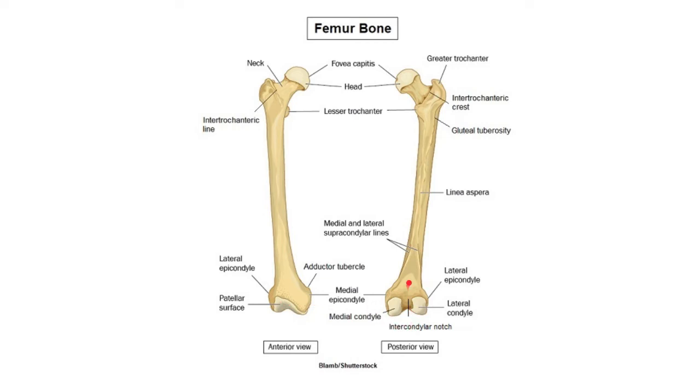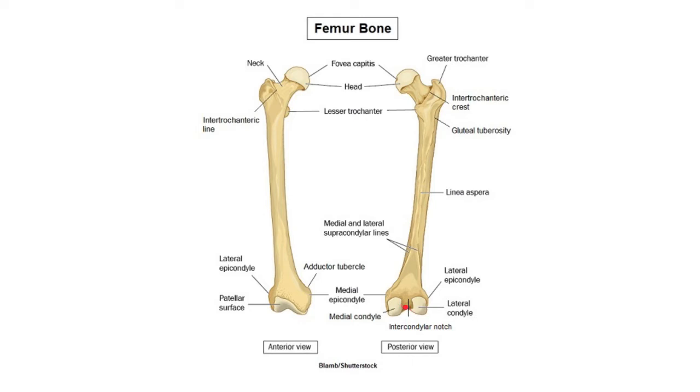On the very back of the femur, we have this big notch between the medial and lateral condyles. It's called the intercondyloid fossa. Here they call it the intercondylar notch. So really the same exact thing, intercondyloid fossa or intercondyloid notch. It is a notch or a depression between both the condyles. This is where your cruciate ligaments are going to pass through.